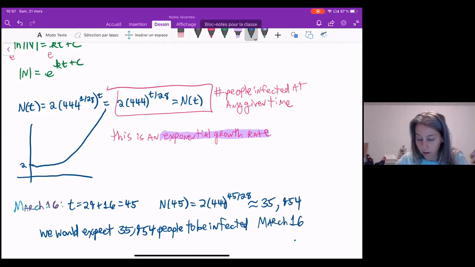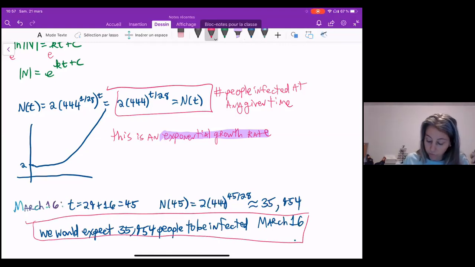And that is our final answer for the second part. Now, the thing is, March 16th is over. It's already passed. And we know that there were actually only 27,980 people, according to Wikipedia, infected on March 16th. So we started off with that simplifying assumption. We knew that we were going to be off a little bit because this wasn't exact, but we're actually pretty close given the circumstances.